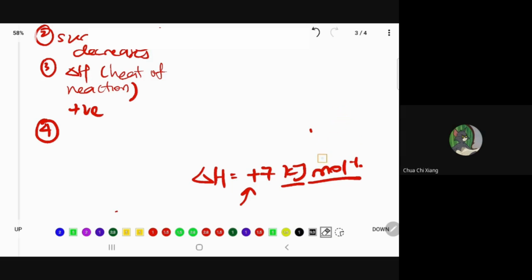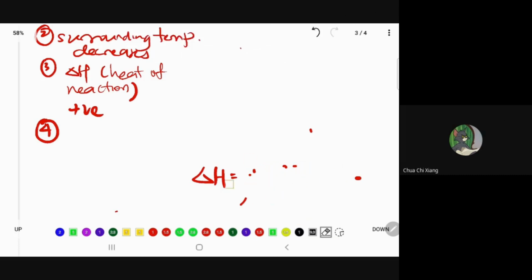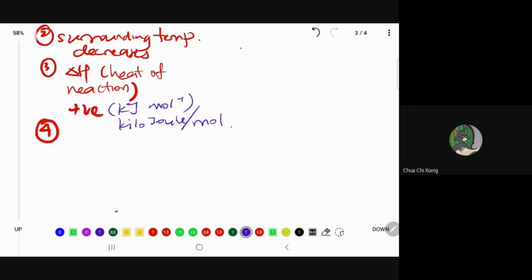Kilojoule. Kilo is times 10 to the power 3, yeah, 1000. How many zeros are there? So it's 1 times 10 to the power 3. Yes, you are very good, very alert. This heat of reaction, the unit is always in kilojoule per mole. Definitely. Kilojoule. Come again. Yeah. Okay, now next one.